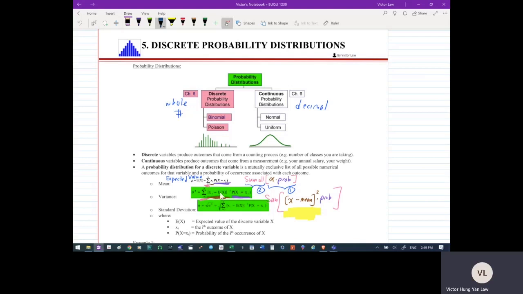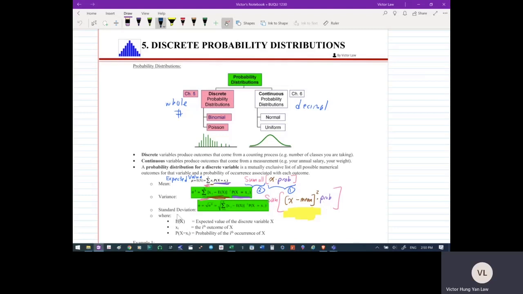And basically what that means is that we have the x minus E of x. E of x is just your mean. So x minus the mean squared. So for variance, for each x value, we take the x, we minus the mean, and then we square that value. And then afterward, we times it by the probability, and we do it for all the cells. Once we have done that for all the cells, we sum them up, and that's your variance.